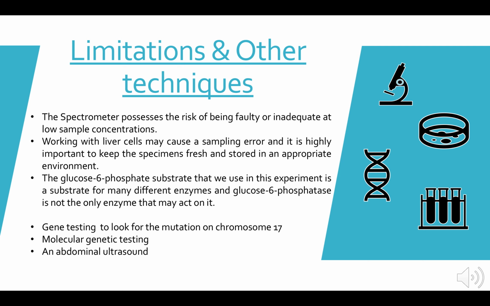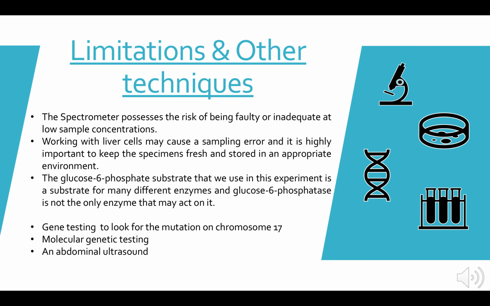The spectrometer possesses the risk of being faulty or inadequate at low sample concentrations. The liver cells may be influenced by temperature, pH, or contaminants, which will affect the absorbance level. Working with liver cells may cause a sampling error, and it is highly important to keep the specimens fresh and stored in an appropriate environment.